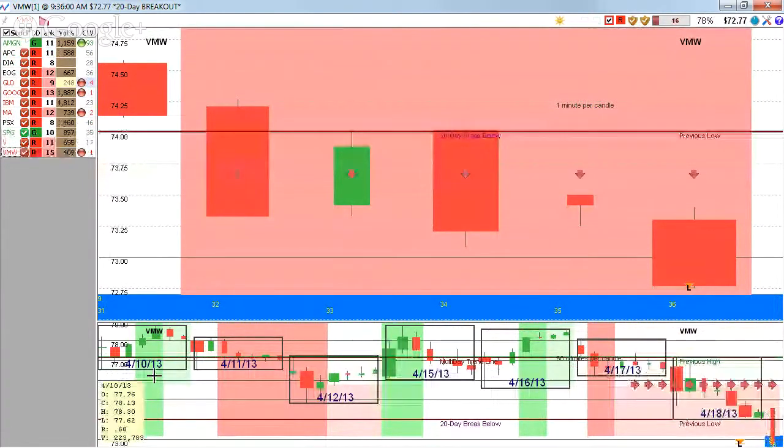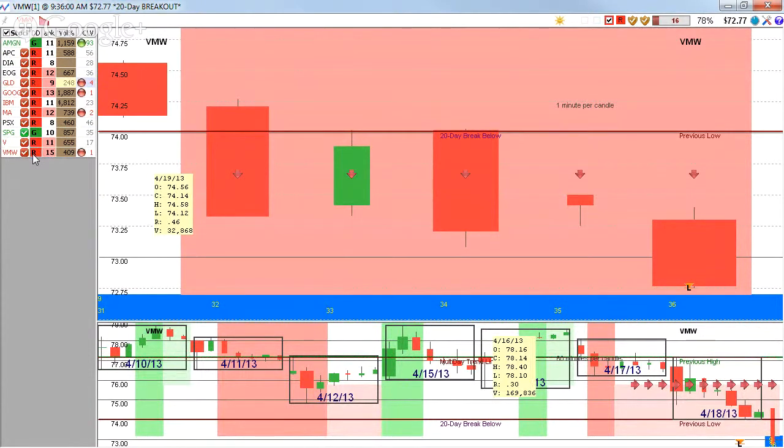It broke outside of the previous range. This would be one of our best candidates for a great red run. And it's telling you, it's got a rank of 15, we'll talk about that. It says you should be looking at the red side. The market at this time is red.